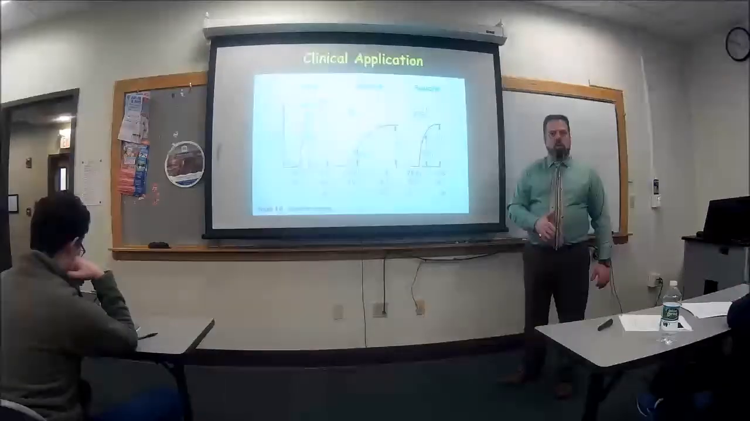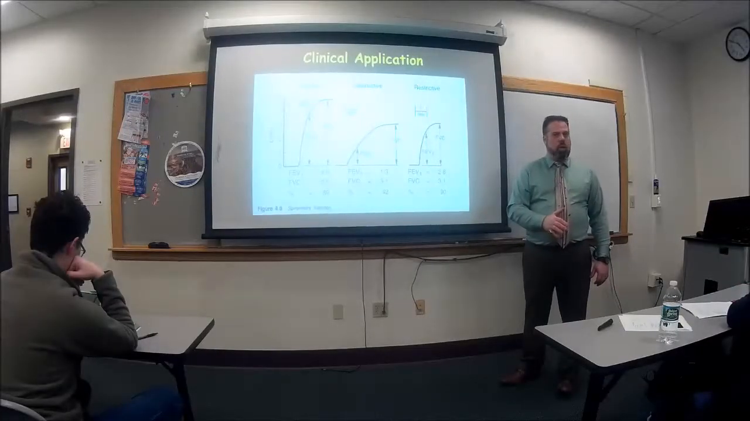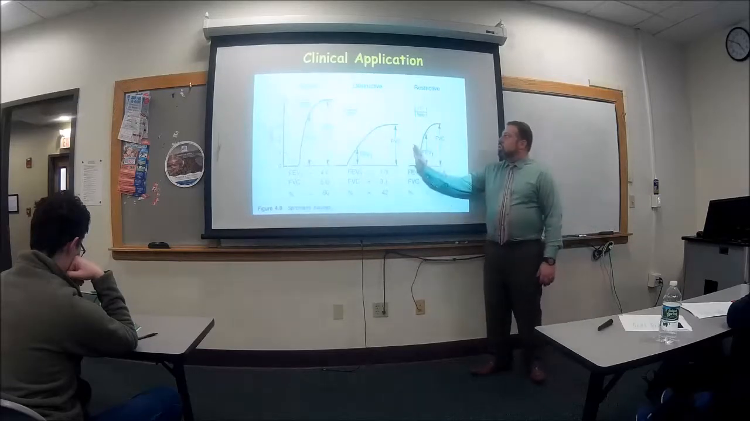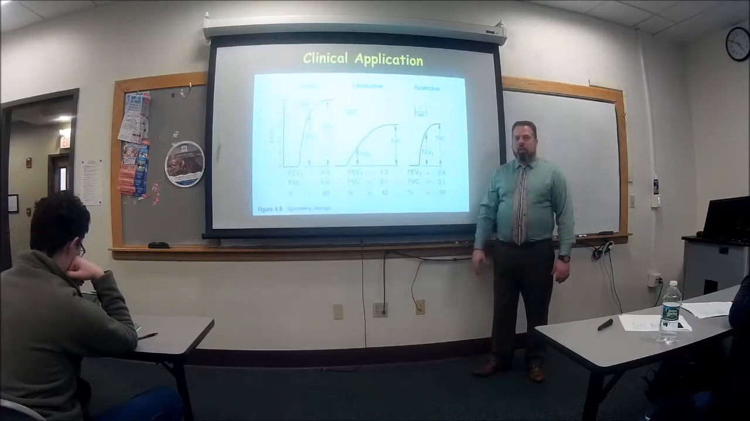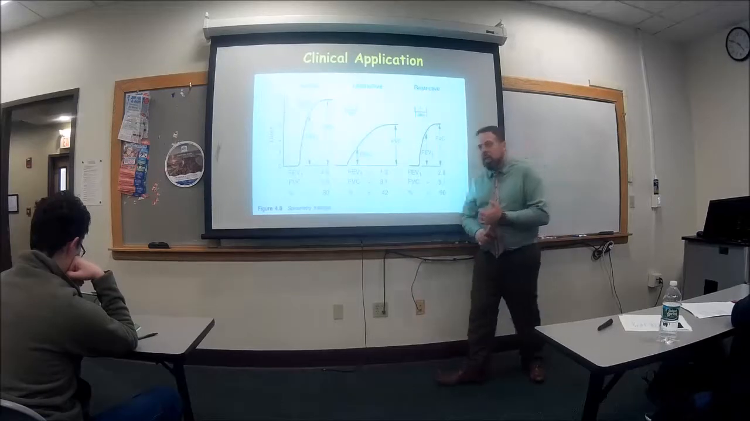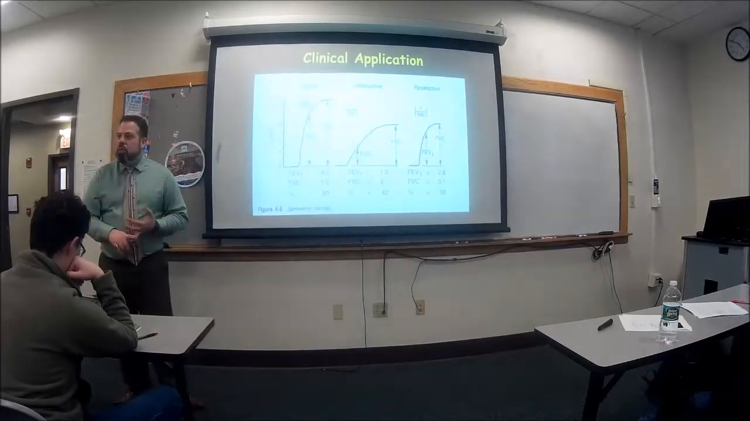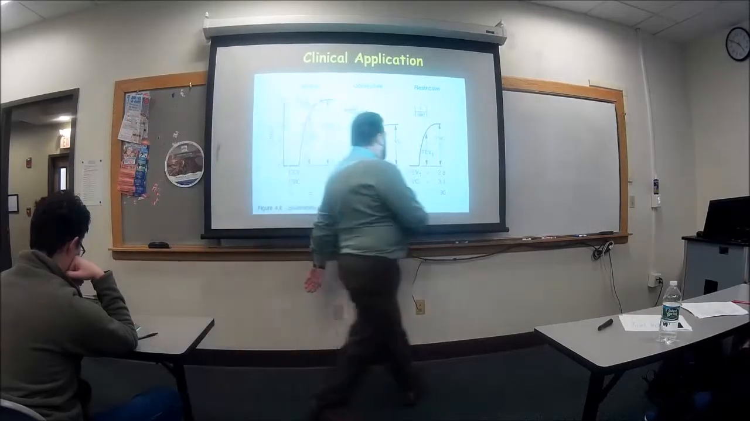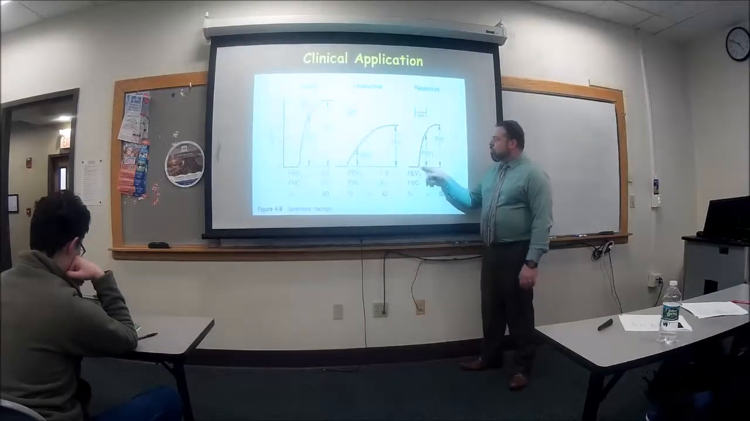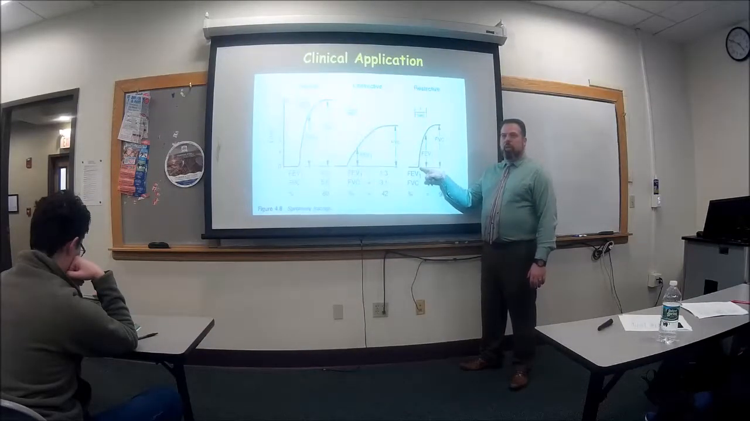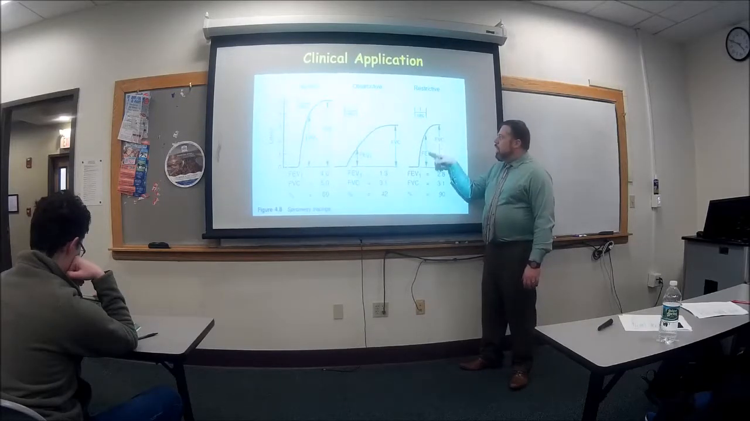Does that make sense? You see how I got those numbers? Okay? Then let's look at somebody with restrictive disease. Someone with obesity, someone with idiopathic fibrosis. Okay? So what happens with this person, they're going to take a deep breath and blow out air. Now, I'm going to do it very fast. But they are only going to blow out, let's say, almost 3 liters.